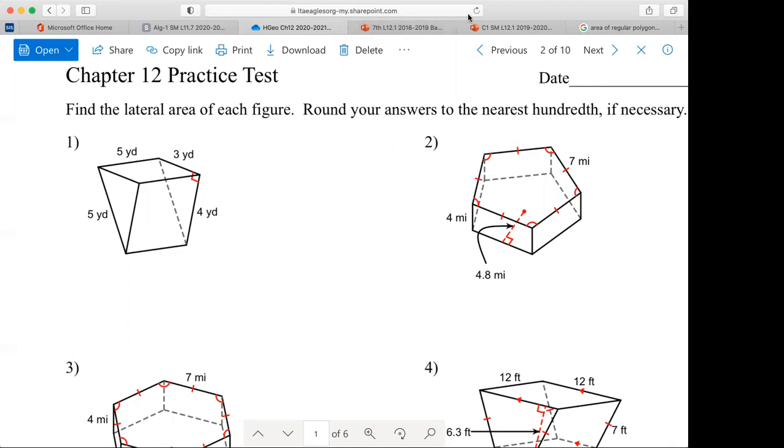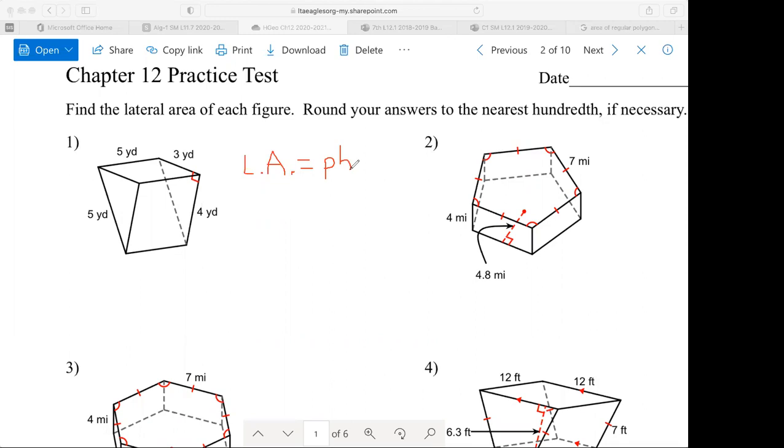So let's see, the formula for LA, lateral area. The formula for prisms, and this is only for prisms, is that lateral area is equal to little p, that's perimeter, times the height. That's the whole formula, pH. But you've got to know what each one of those means. So how about we look at number 2, because number 2 is the way we like it, where the base is the bottom. So on number 2, the base is a pentagon.